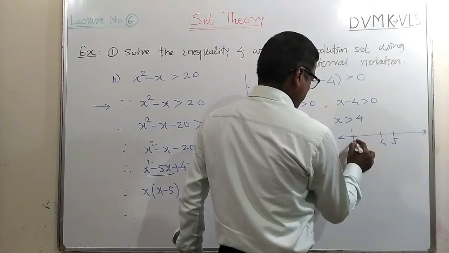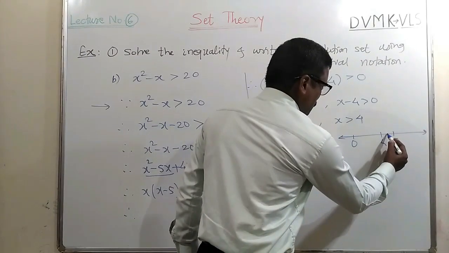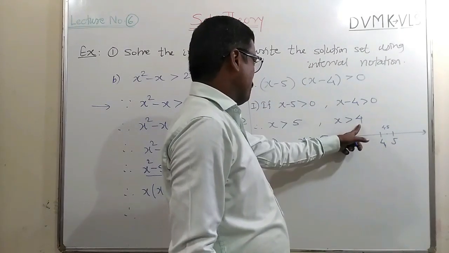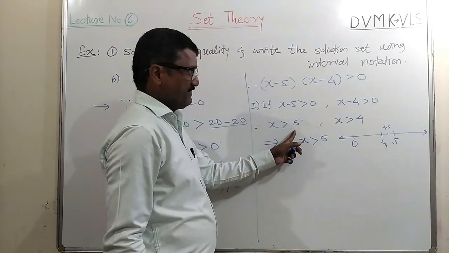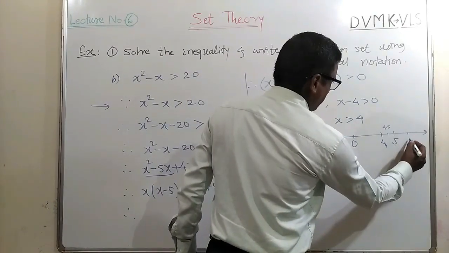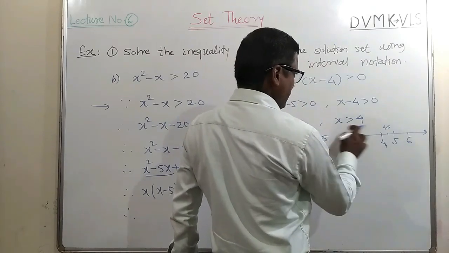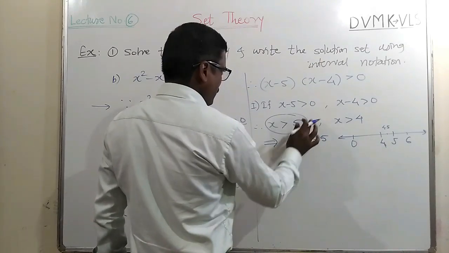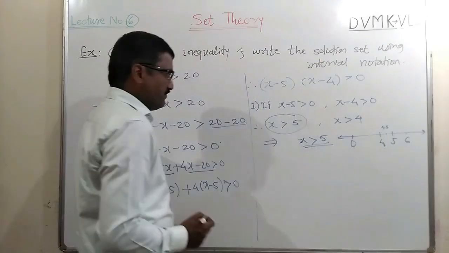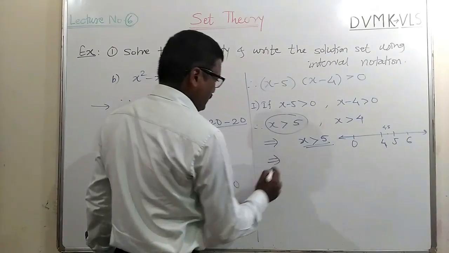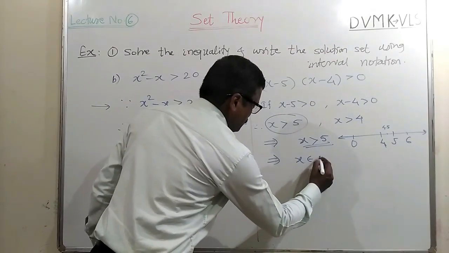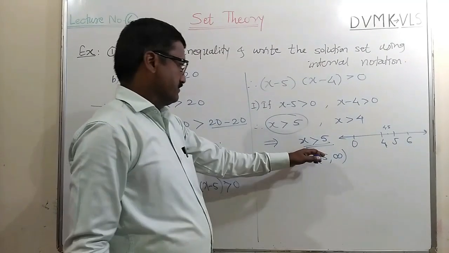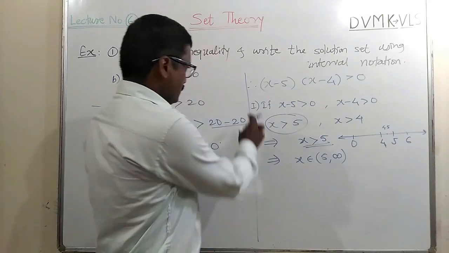Suppose a number is greater than 4, suppose 4.5. 4.5 is greater than 4, but it is not greater than 5. So a number greater than 5, suppose 6. 6 is greater than 5, and it is obviously greater than 4. So this is the common conclusion from these two: x is greater than 5. Now x greater than 5 means in the form of interval, we can say that x belongs to open 5 to infinity, because x is greater than 5. Okay, that is the first result.